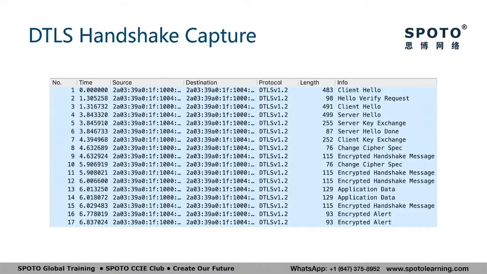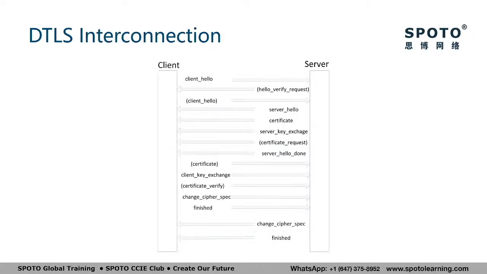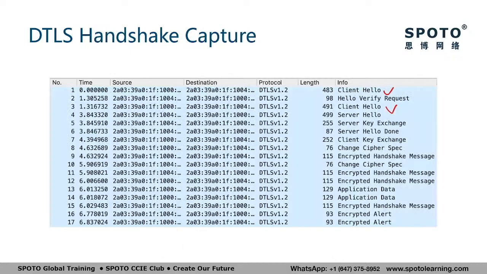The next slide is a Wireshark capture for the DTLS handshake. As it shows here, it's a client hello, and this is client hello again. It has two client hellos. Most likely, this is the first communication between each other. There are no existing cookies and session for this communication. That's why in this Wireshark capture, you can see two client hellos at the front.